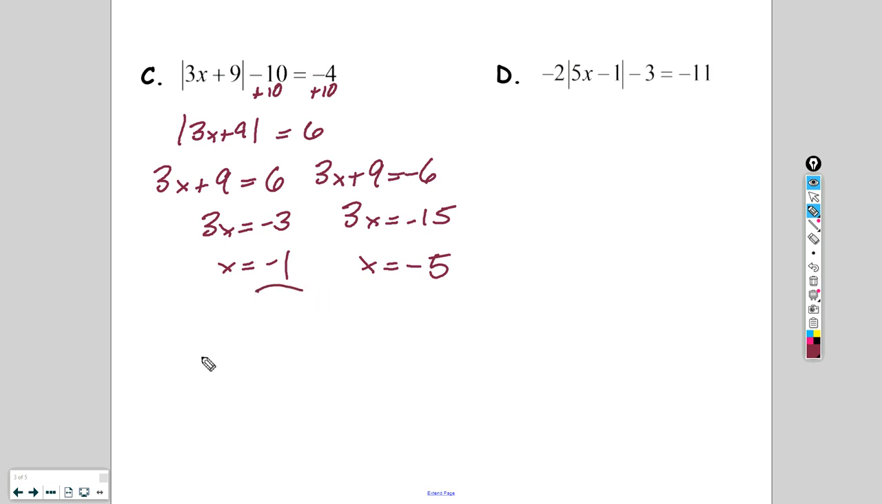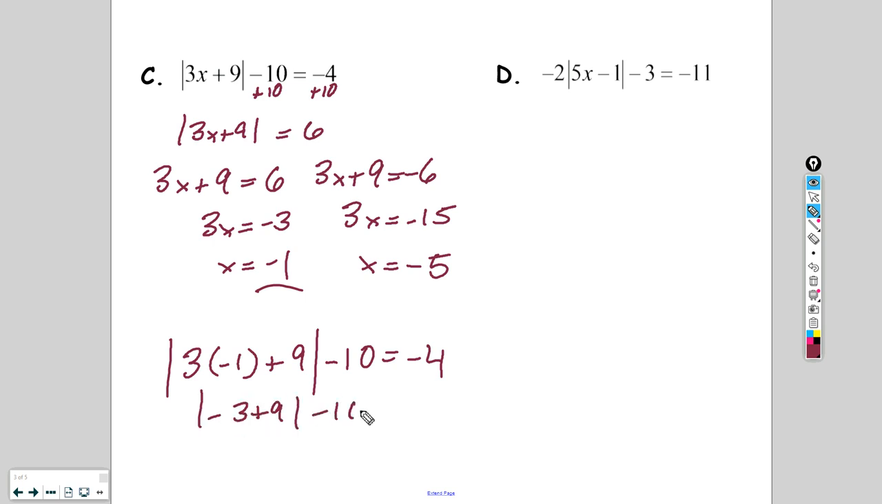If we plug negative 1 in, we have to verify that the left side of this equation equals -4. So first thing that we would do is multiply 3 times -1, which is -3. -3 plus 9 is 6. The absolute value of 6 is just 6. And 6 minus 10 is -4. So this one works.